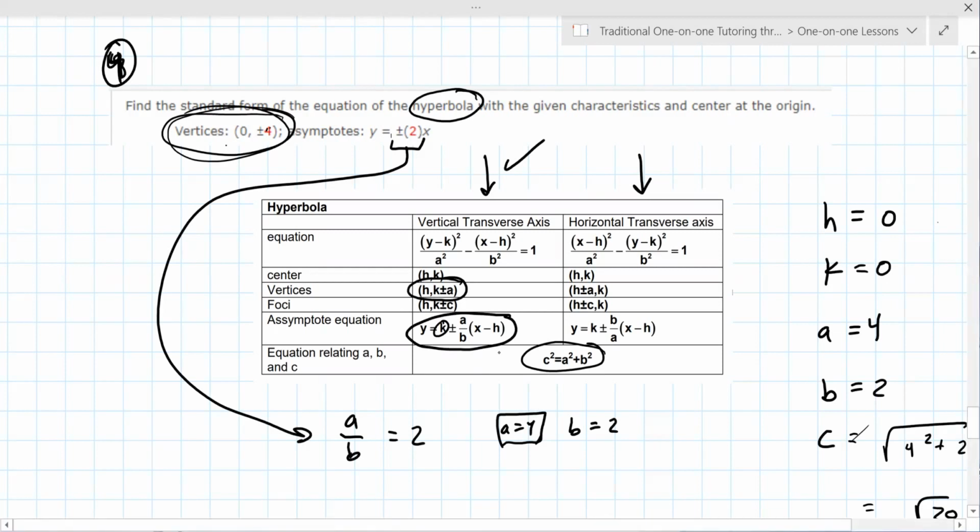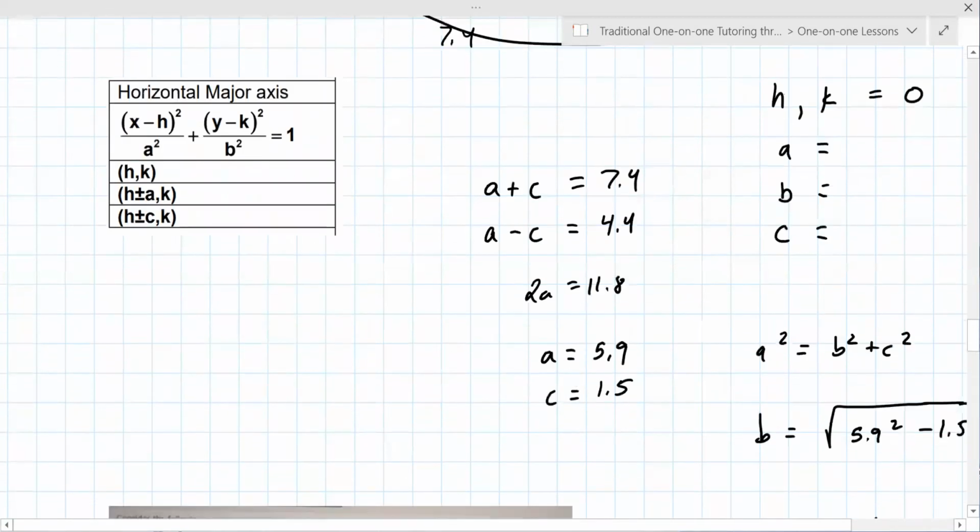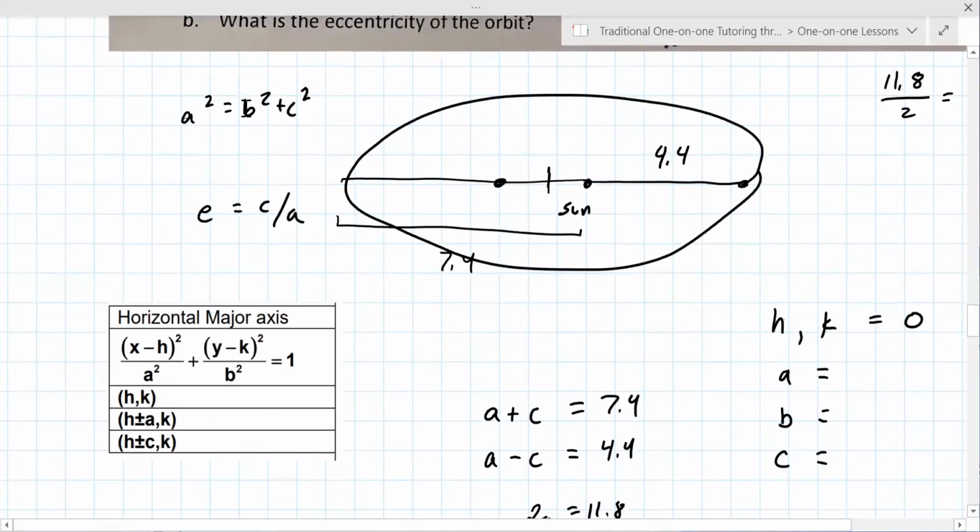There are also a few built-in checks here, Jamie. C has to be greater than A, and C has to be greater than B in a hyperbola. Similarly, in an ellipse, A has to be bigger than B, and A has to be bigger than C. They don't really tell you these, but they help you identify whether you got the equation correct or not. Okay.